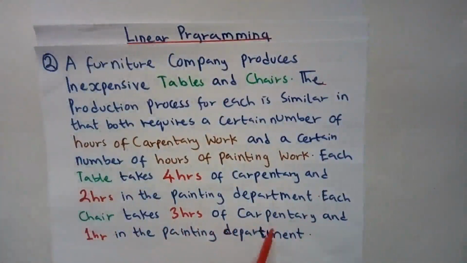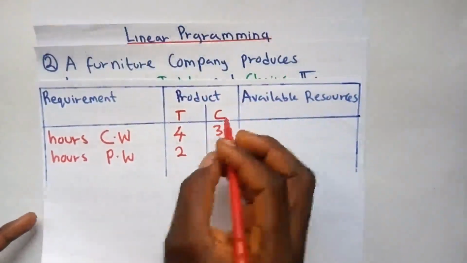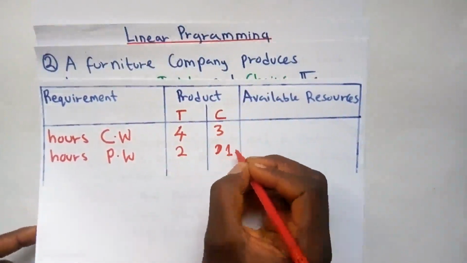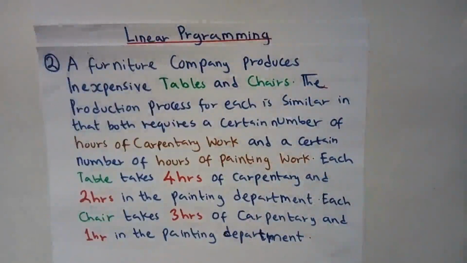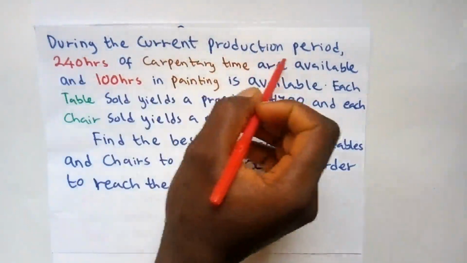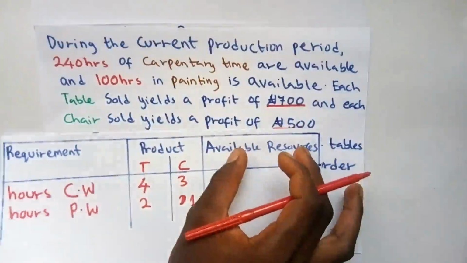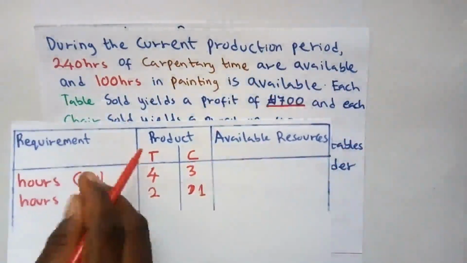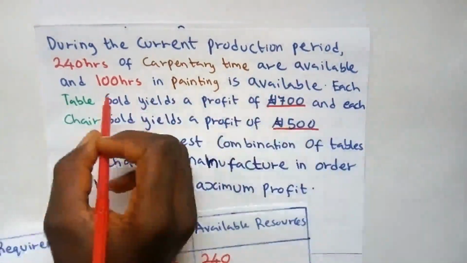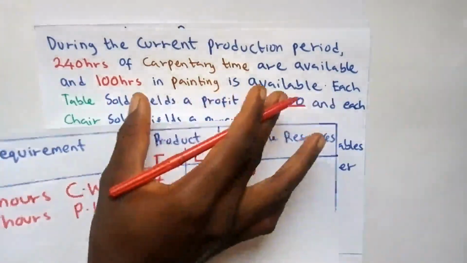Each chair takes 3 hours of carpentry and 1 hour in the painting department. So each chair takes 3 hours in carpentry and 1 hour in the painting department. During the current production period, 240 hours of carpentry time are available. So the available time for carpentry work is 240 hours and 100 hours in painting. So 100 hours is available for painting.